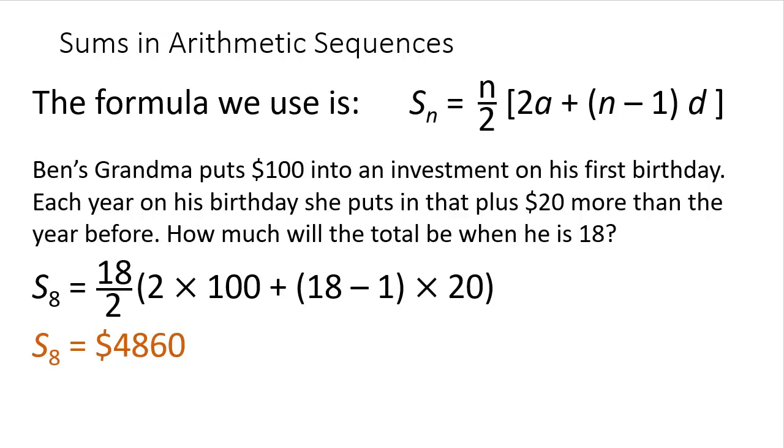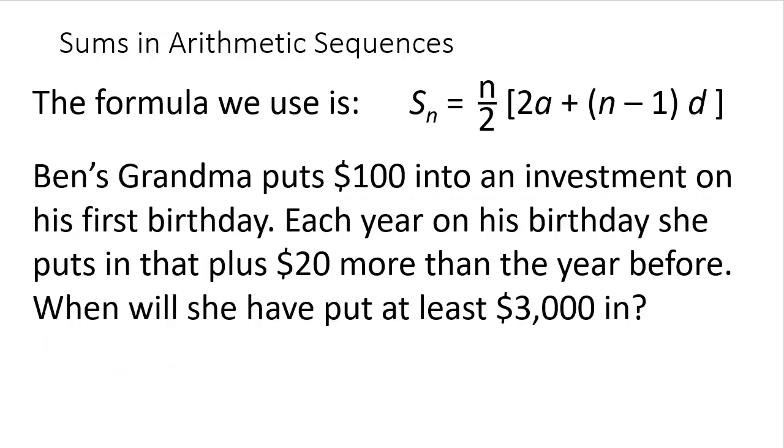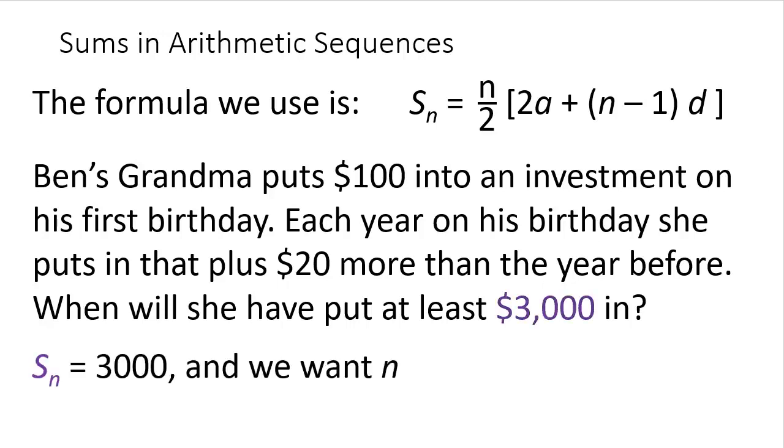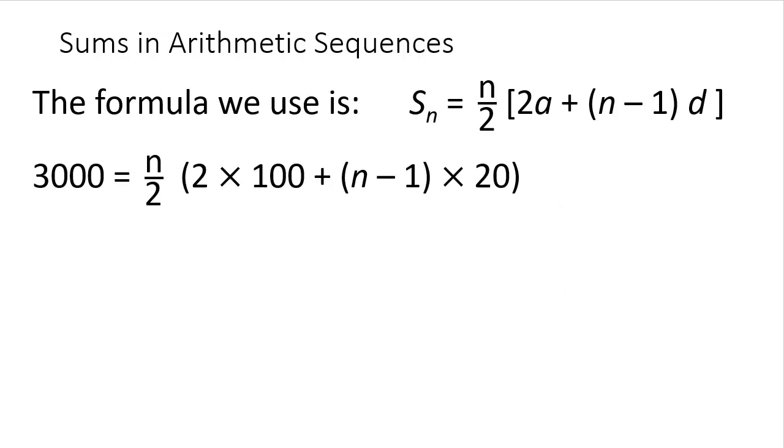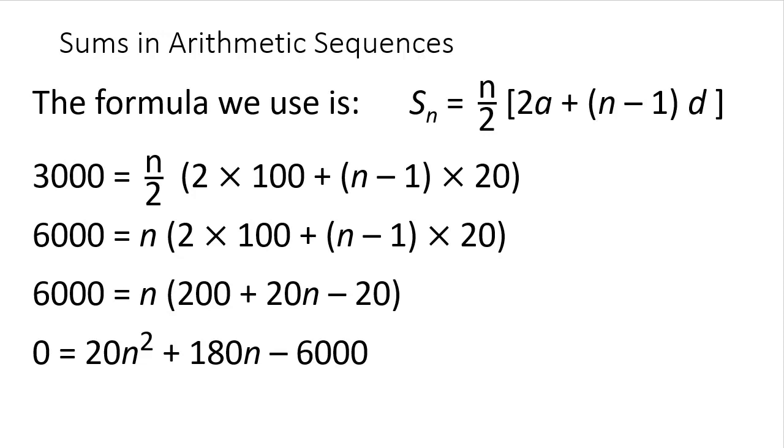The process can also be done in reverse. So a question relating to that previous one, same situation, when we should have got at least $3,000. Well, this time we know that the sum is 3,000, and we want how many years that takes. That's our n. We stick all our values in, same as before. Our 3,000, n as our unknown, start of 100, increases of 20, and reasonable amount of algebra, and we get our answer.